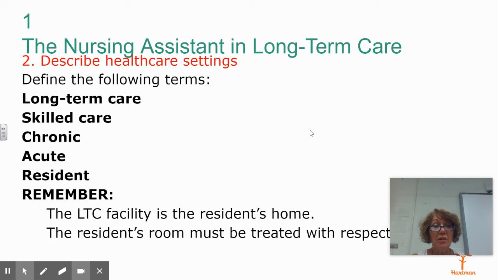Long-term care, skilled care, chronic, acute, and the resident. We call people who are in the nursing homes, long-term care facilities, skilled nursing facilities, we call them residents. It is their home. It's the place where they live, as opposed to patients, which we refer to in hospitals or doctor's offices or short-term care.